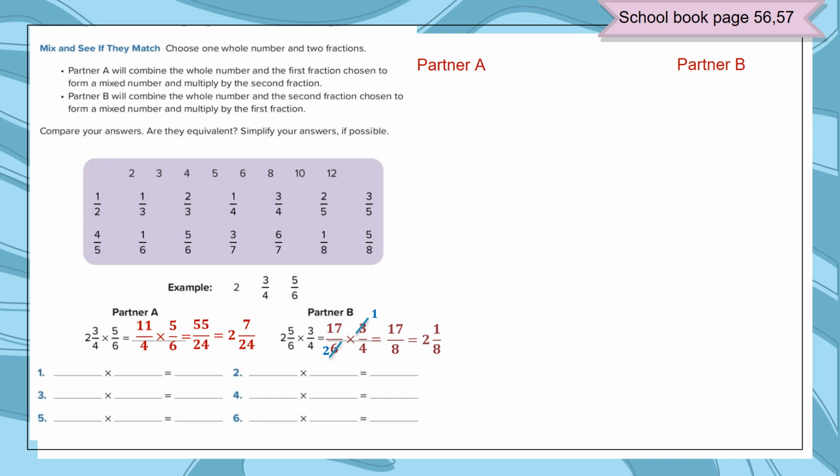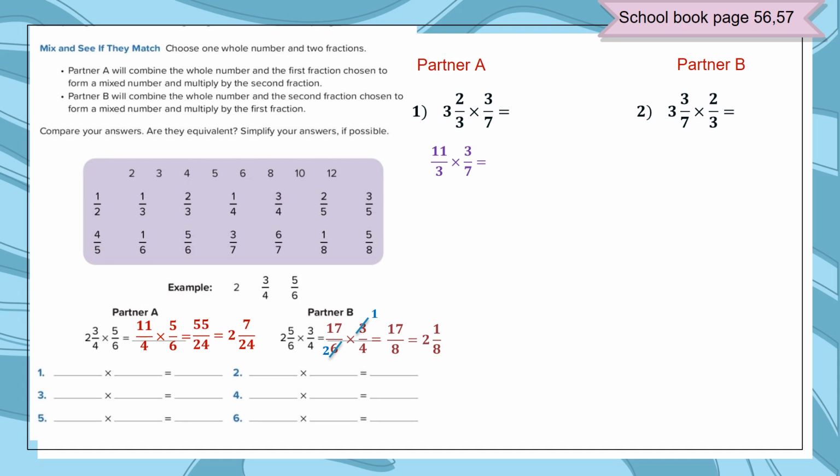The two answers are not equivalent. Partner A here, let's take another example. 3 and 2/3 times 3 over 7. In partner B, we'll take 3 and 3 over 7 times 2/3. We will convert the mixed number into an improper fraction, so it will be 11 over 3 times 3 over 7.